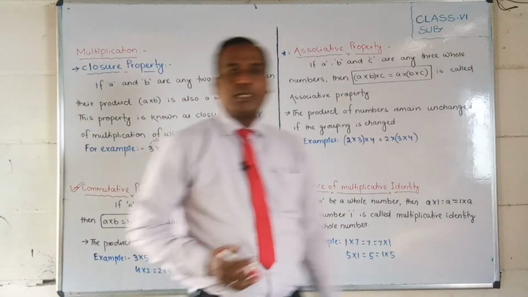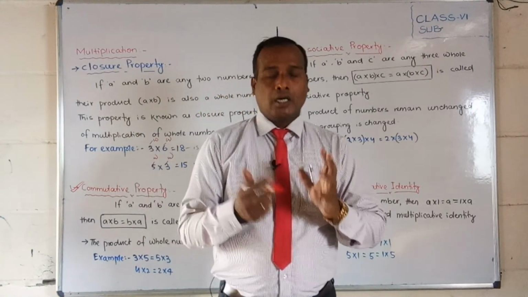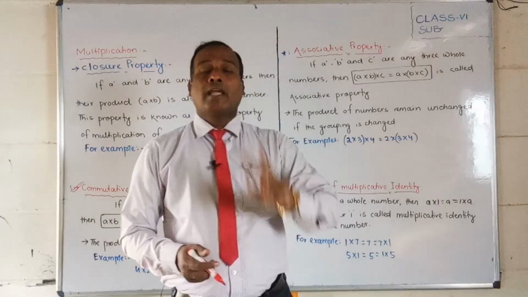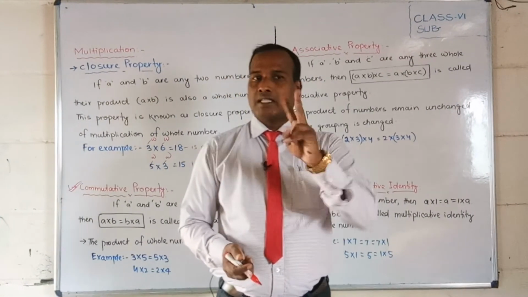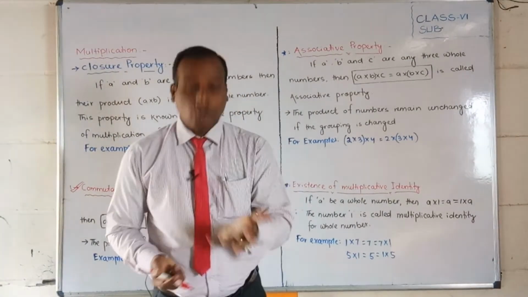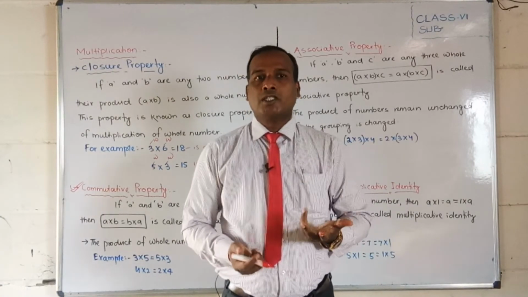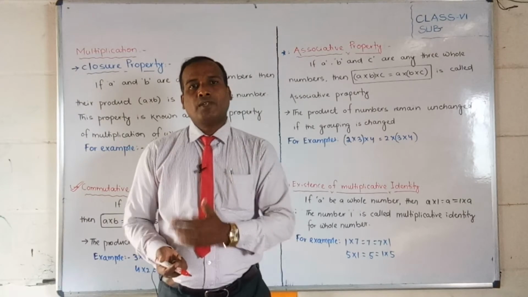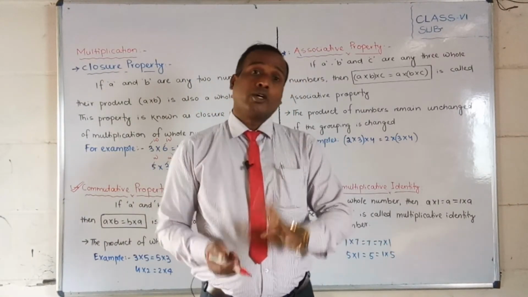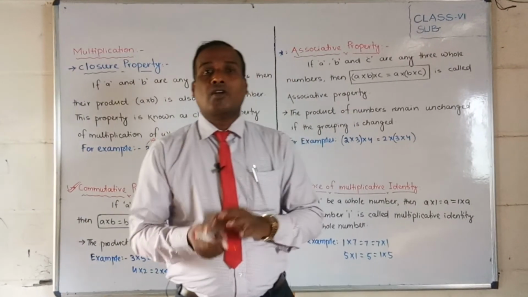What do you mean by commutative property? Commutative property means if we change the order while multiplying any two whole numbers, the value remains unchanged. That means 3 into 5 is equal to 5 into 3. 3 into 5 is 15, and 5 into 3 is also 15. Similarly, 2 into 5 is equal to 10, and 5 into 2 is equal to 10. If the places change, that is called the commutative law.